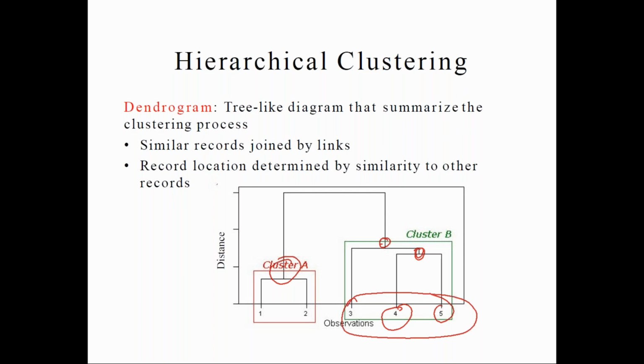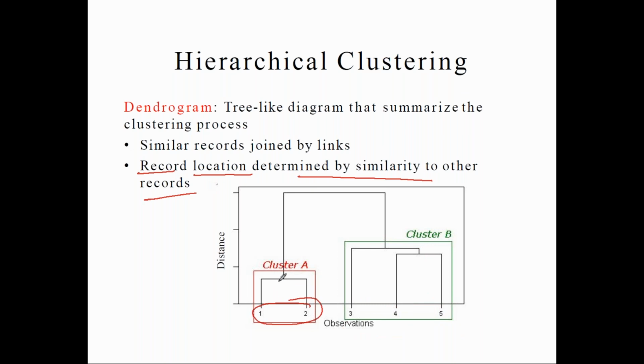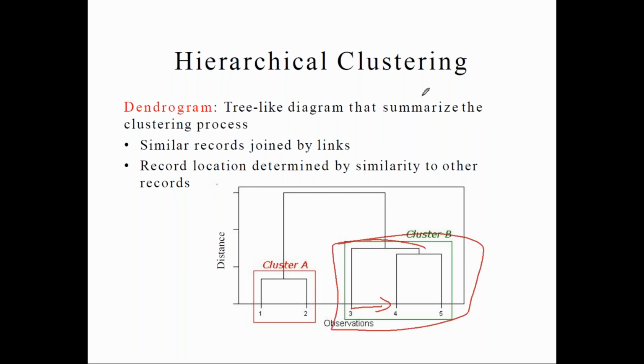Record location is determined by the similarity to other records. If two are similar to each other, they are formed as one cluster. Then it checks the similarity of this one with respect to this and this. If it has minimum distance to any of them, it will form one cluster with them. So your 3 is close to 4 and 5, and this is formed as one bigger cluster. And this part, the y-axis, is nothing but your distance.